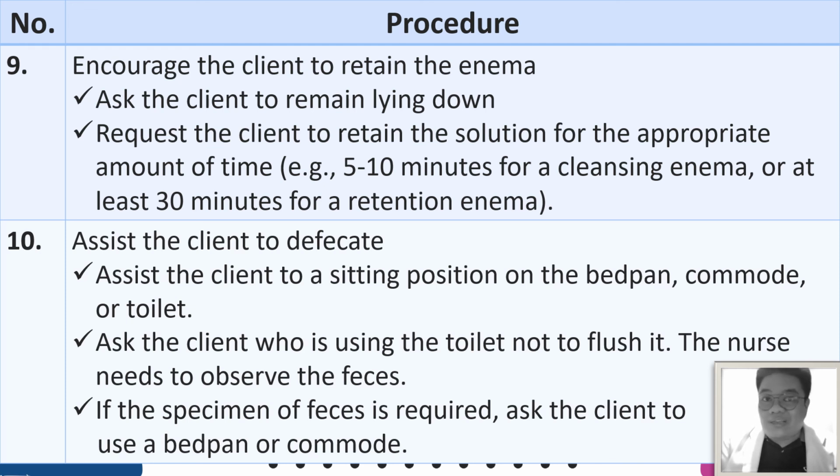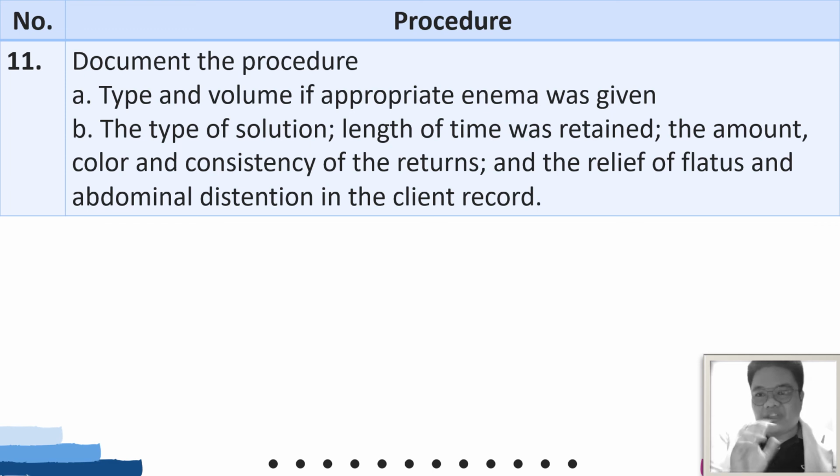Assist the client to a sitting position, bedpan or commode or toilet. And ask the client who is using the toilet not to flush it. Why? As mentioned earlier, until return flow is clear. If you have noticed that there is a lot of fecal matter present there, class, you would need to inform the doctor because there may be a need for another enema. Now, if a specimen of the feces is required, ask the client to use the bedpan or the commode. And then you also ask the physician if she would be alright with using the specimen with the enema. Then, class, you would be documenting your procedure with the following details.